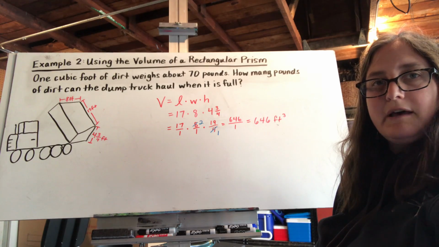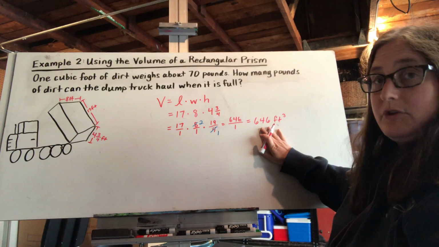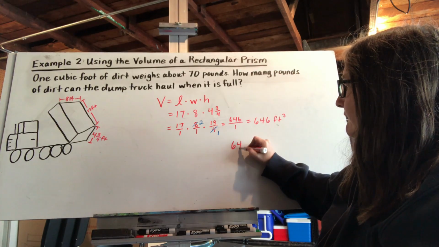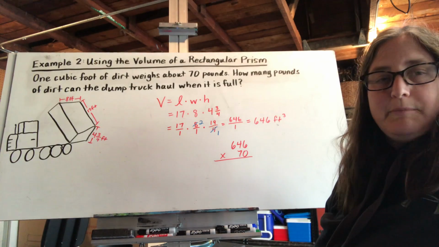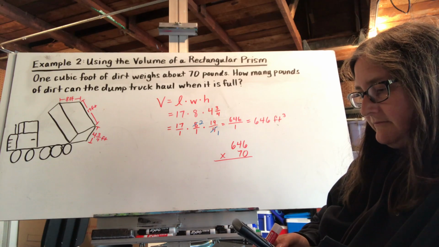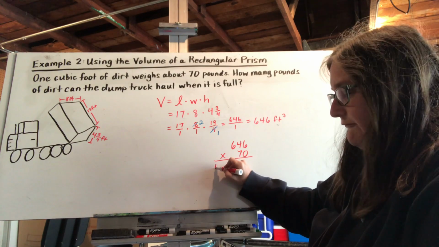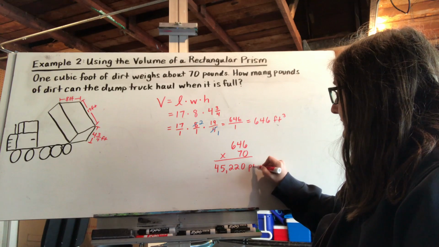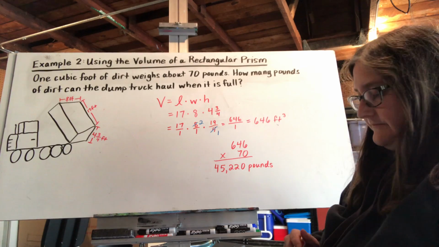Now the question asks us how much this truck can carry in pounds. Well, one of these cubic feet is 70 pounds. So I need to do 646 times 70. So I'm going to do 646 times 70 on my calculator. And I get 45,220 pounds. So the truck can carry a lot of dirt.